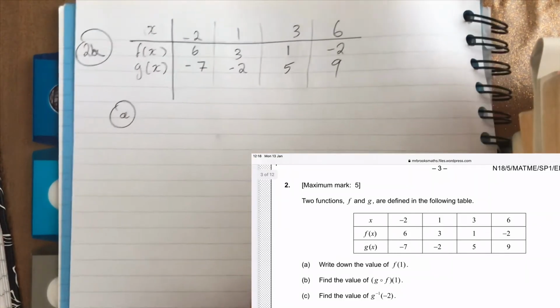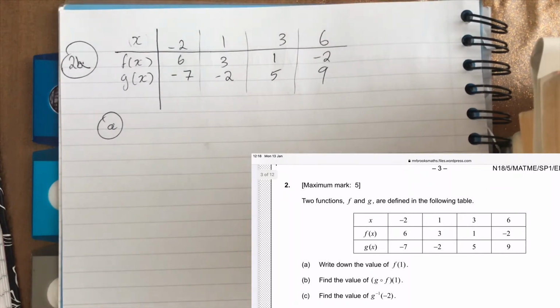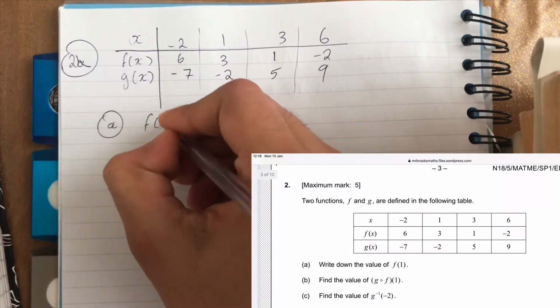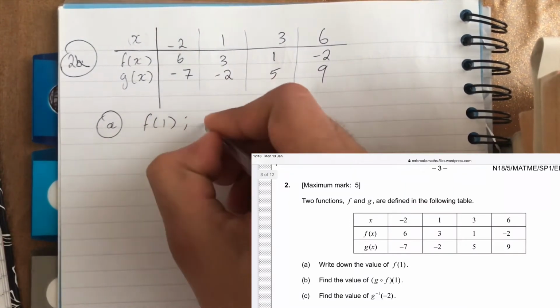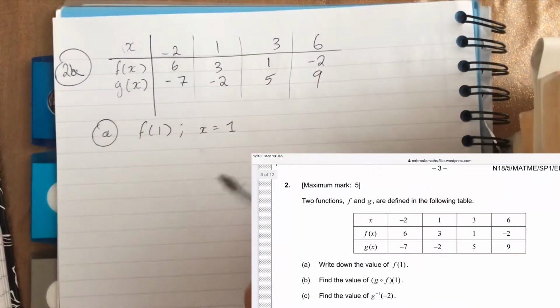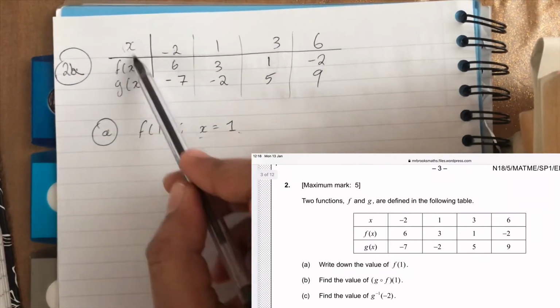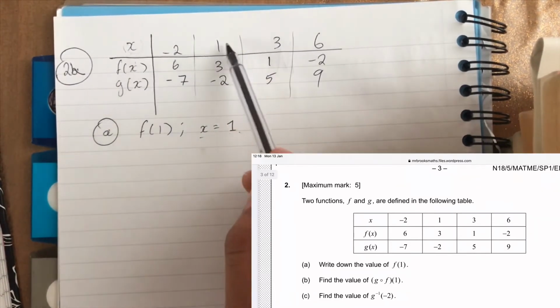For part A, it asks us to find the value of f of 1. So this is just saying when x is 1, what's the value of f of x? We just read the table. We see that when x is 1, f of x is 3.